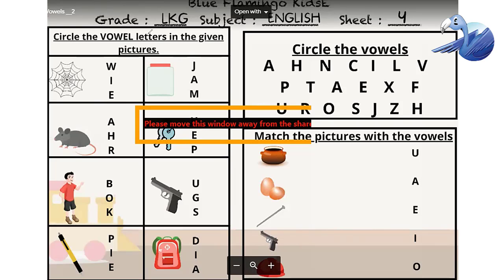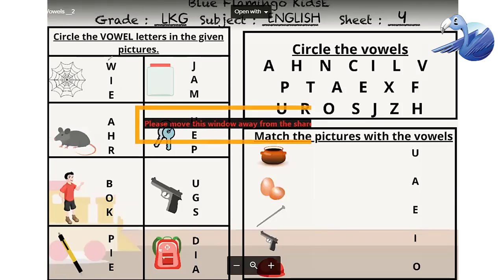A, E, I, O, U. Okay. So these 5 vowel letters we have to search and we have to circle. We have to circle. Okay.